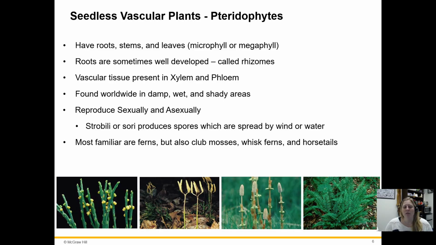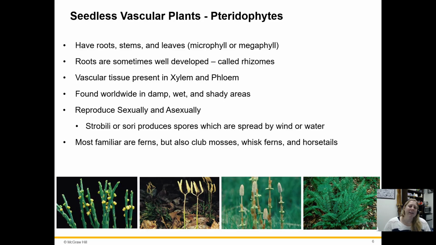But it doesn't matter if it's a strobili or a sori, they are going to produce spores that are again spread by wind or water. Spores are very small, they're very light, and there are tons of them being produced. Once those spores are found in a new environment that is again really ideal for that growing organism, they will start developing into a new plant. So that is how we see the pteridophytes and the bryophytes reproducing.